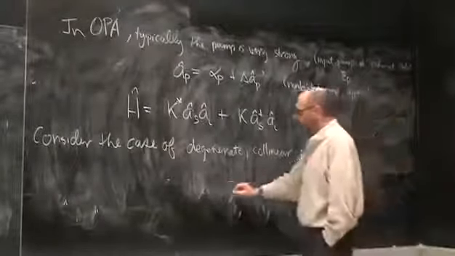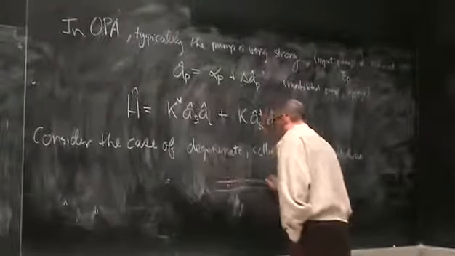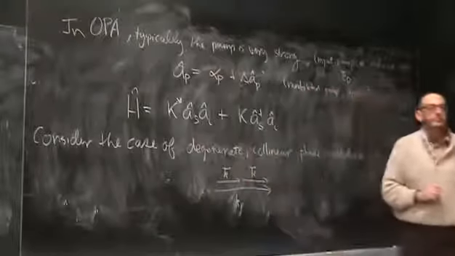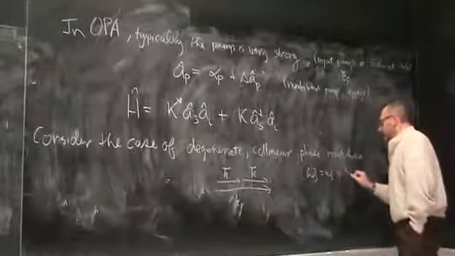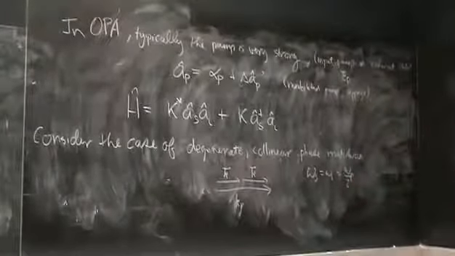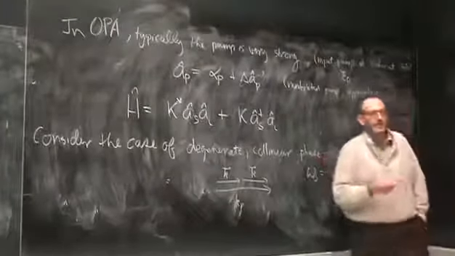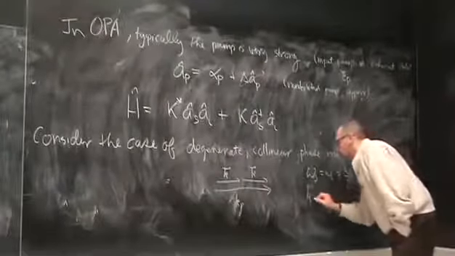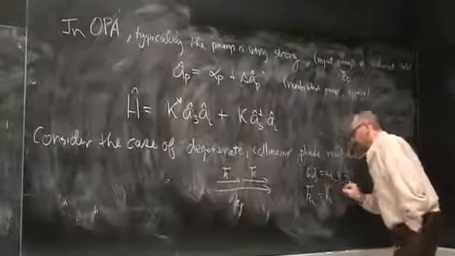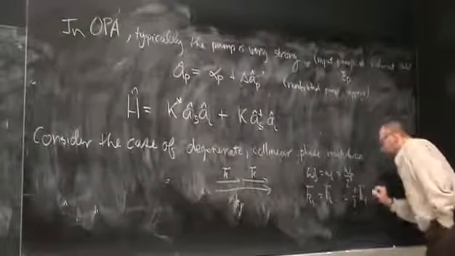So we're going to look at the case where everything is chosen just right, that this is the pump, and the signal and idler are in the same mode. So the omega signal equals omega idler is half the omega pump. Okay? It's the inverse of second harmonic generation, subharmonic generation. And K pump, K signal is equal to K idler. It's equal to half the wave vector of the pump.